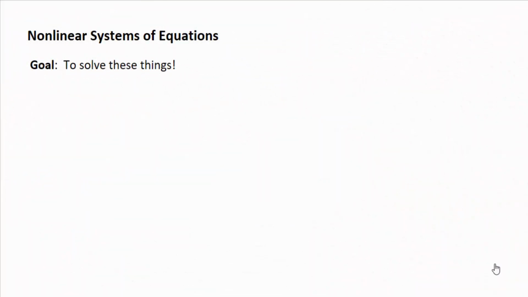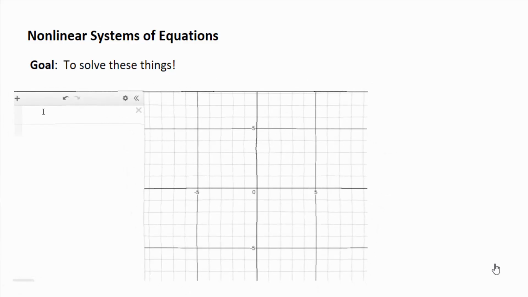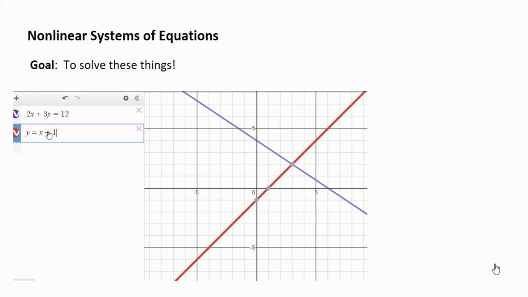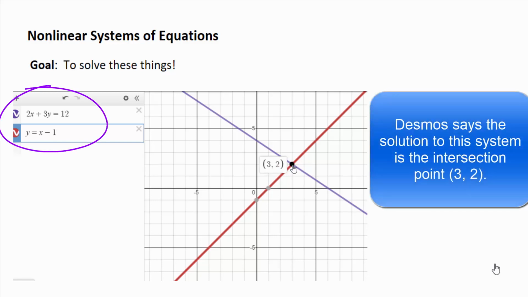Nonlinear systems of equations, let's solve these things. That's the goal. So you've solved linear systems of equations. Remember, when you solve two equations, two unknowns, they graph to be lines, and where they intersect, that's the solution, right? That point of intersection. If there is a single point of intersection, that's the solution. Remember that? Same thing here.